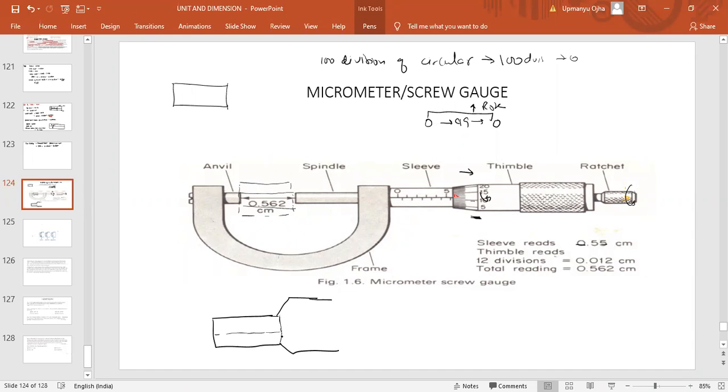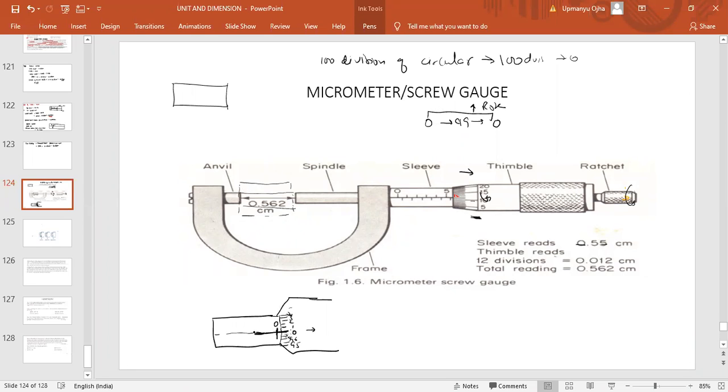Now the reading of the circular scale will start from 0, 1, 2, 3, 4, 5, like this, and at the back the reading would be 95, 96, 97, 98, 99, then again 0. So if you are not measuring anything, then the 0 of the circular scale will exactly coincide with the reference line, and the 0 of the main scale should be visible to us. So this will be the perfect instrument.